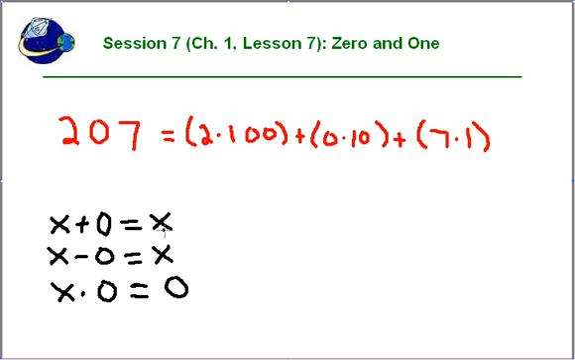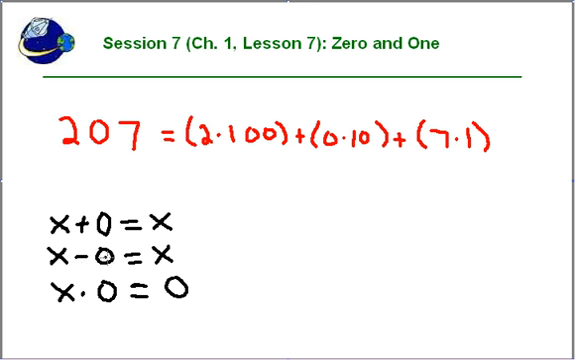X plus 0 is always equal to x. What does that mean? It means no matter what number you start with, and that's what the x represents, the variable, if you add 0 to that number, your answer is going to be the number that you started with. It's always going to be that way. 100 plus 0 is 100. 1 plus 0 is 1. 10 plus 0 is 10. So no matter what number you start with, if you add 0 to it, you end up with the original number. The same is true with subtraction.